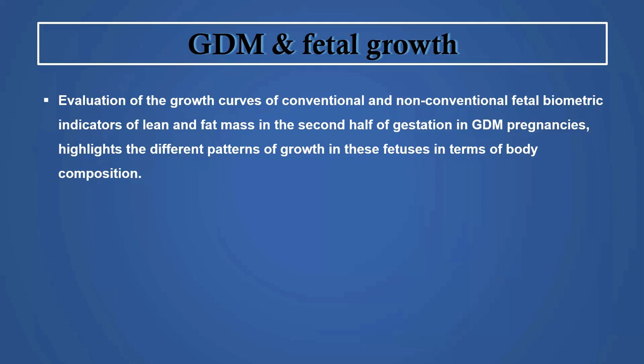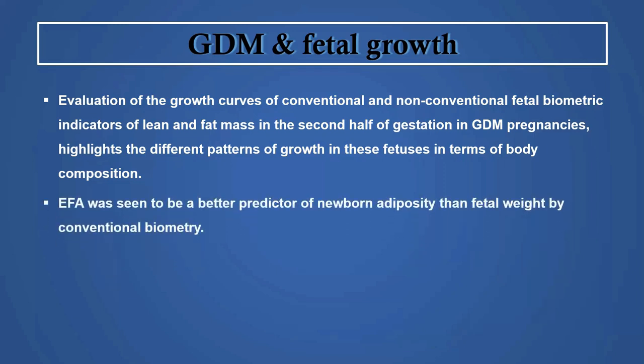Evaluation of growth curves of conventional and non-conventional fetal biometric indicators of lean and fat mass in the second half of gestation in diabetes highlights the different pattern of growth in these fetuses in terms of body composition. Estimated fetal adiposity was seen to be a better predictor of newborn adiposity than fetal weight by conventional biometry.